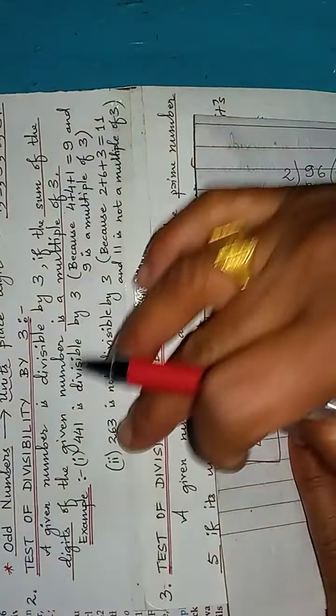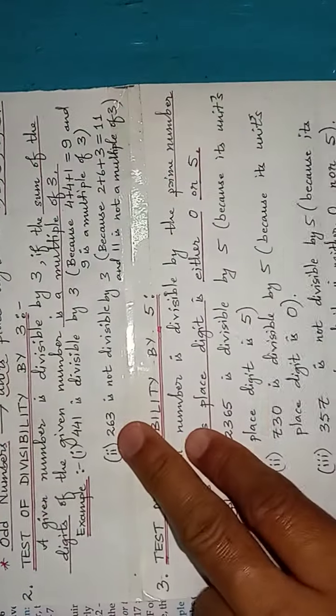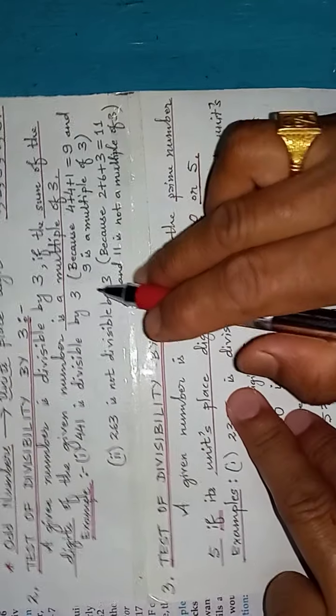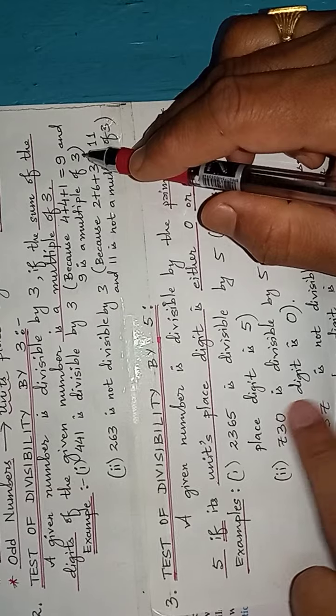Suppose I give another example, say 263. So 441 is divisible by 3 because 4 plus 4 plus 1 is 9, and 9 is a multiple of 3. 9 comes in the table of 3.